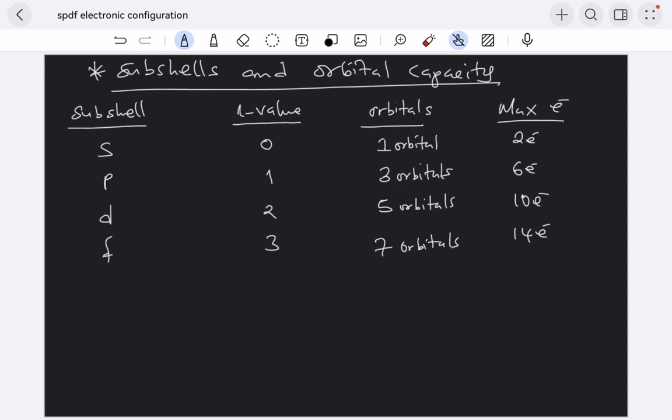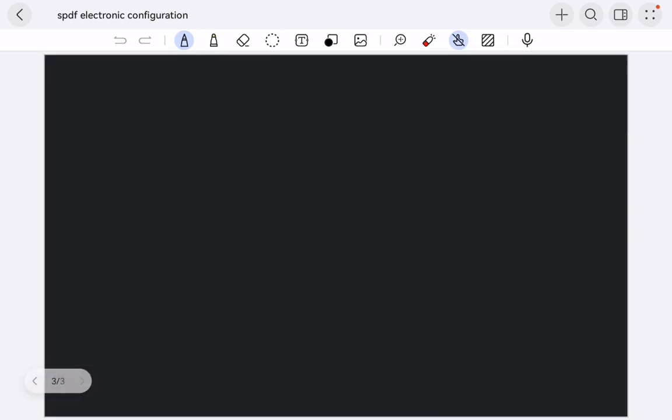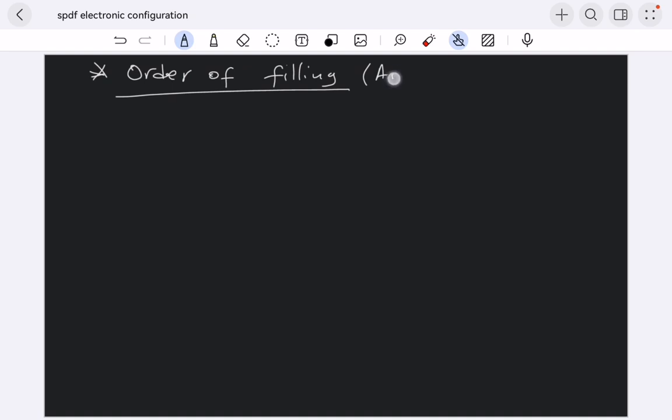Now, let's understand what we call the order of filling. So how do we fill the electrons, or how do we choose which orbital to fill the electrons first before we go into another orbital? So this is guided by what we call the Aufbau principle. We'll give more details about the Aufbau principle as we proceed.